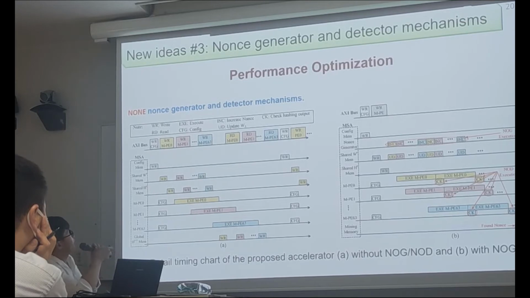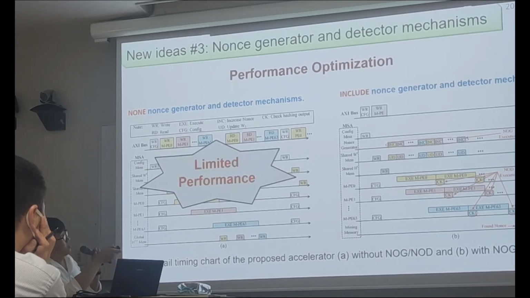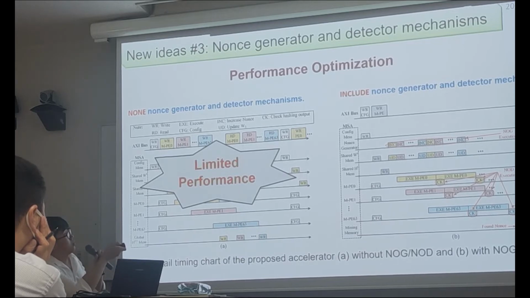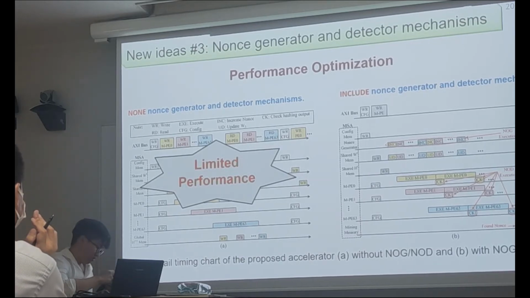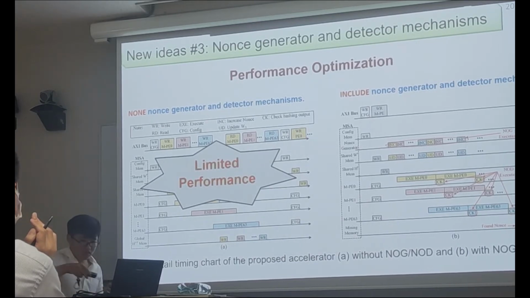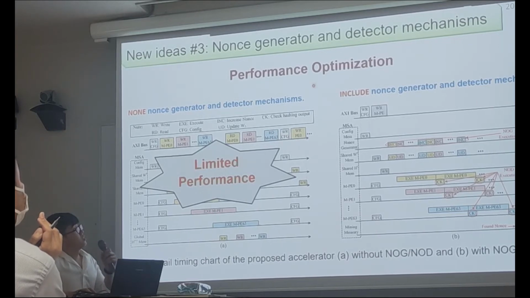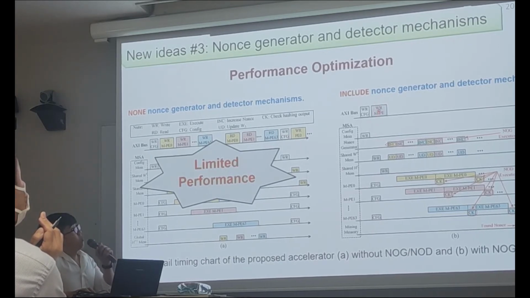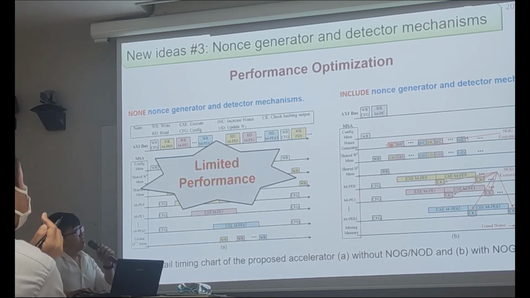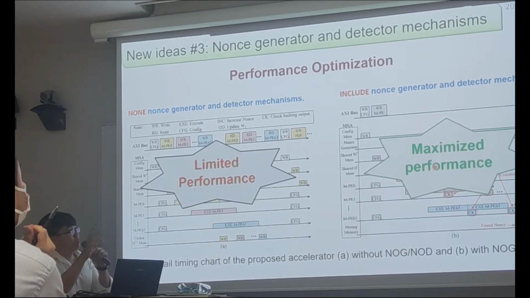The reason is they have to wait for the CPU to transfer data to the accelerator. But in this case, they only wait for the CPU to send one message input, and they can automatically increase the data or take the data. So this is the reason that they can maximize the performance.